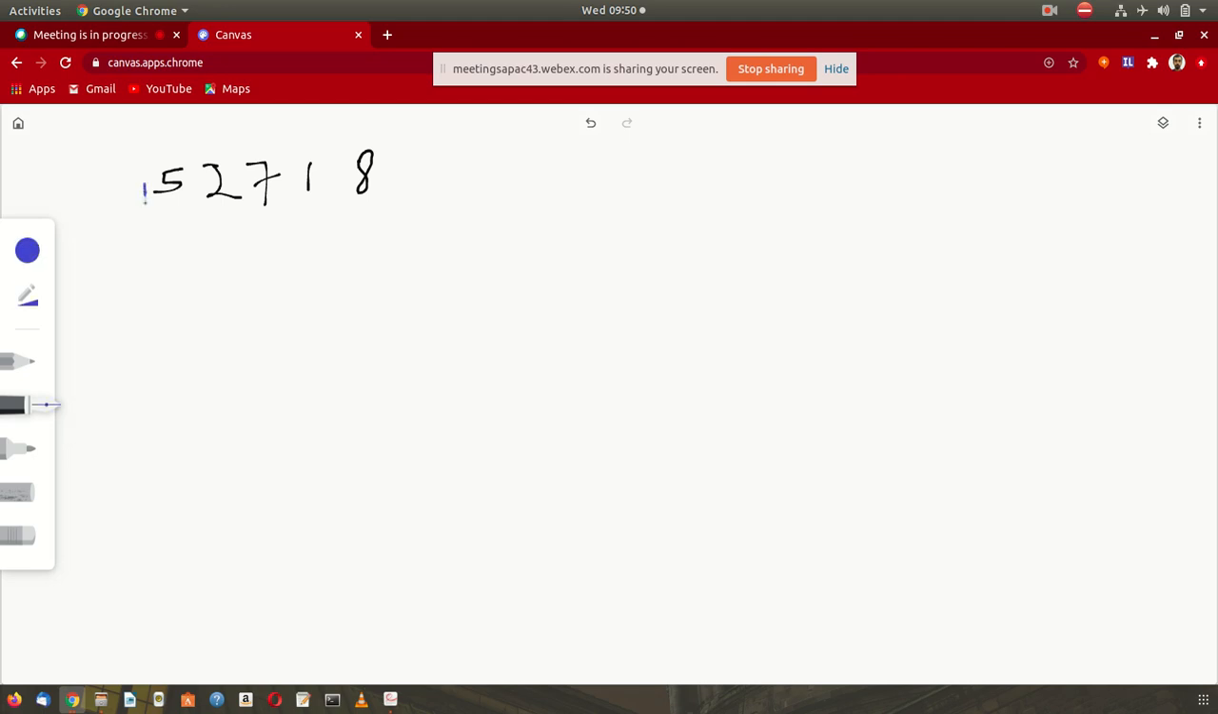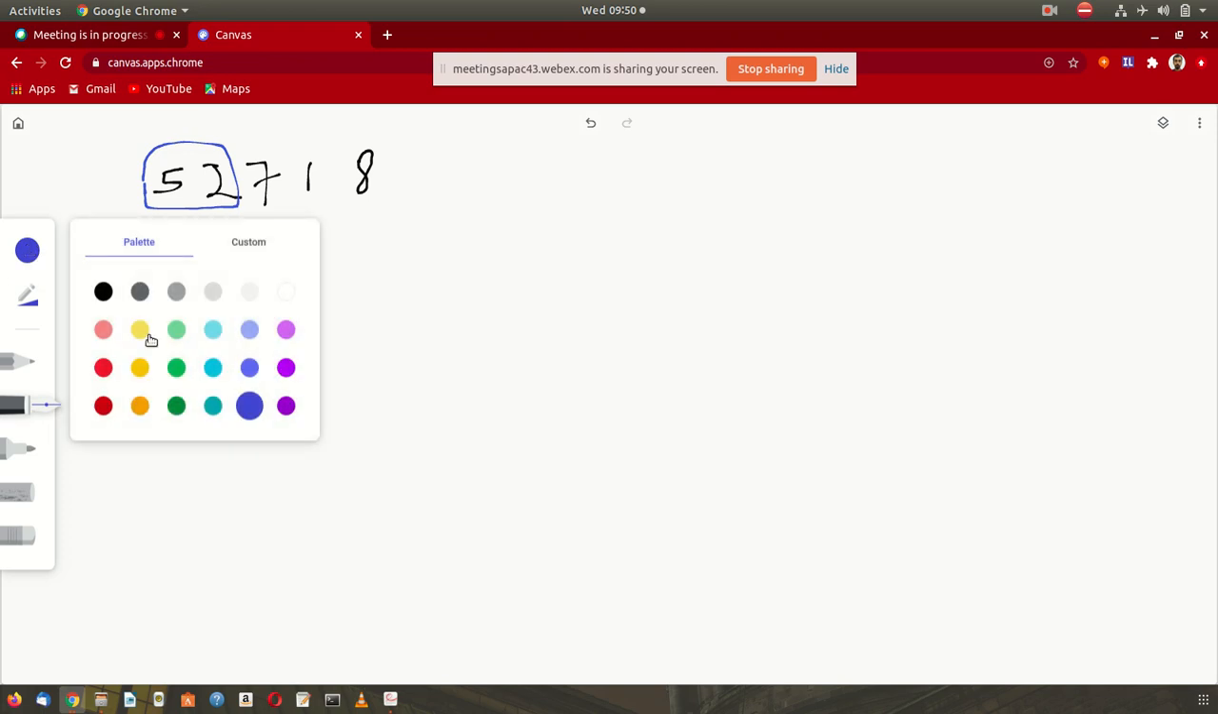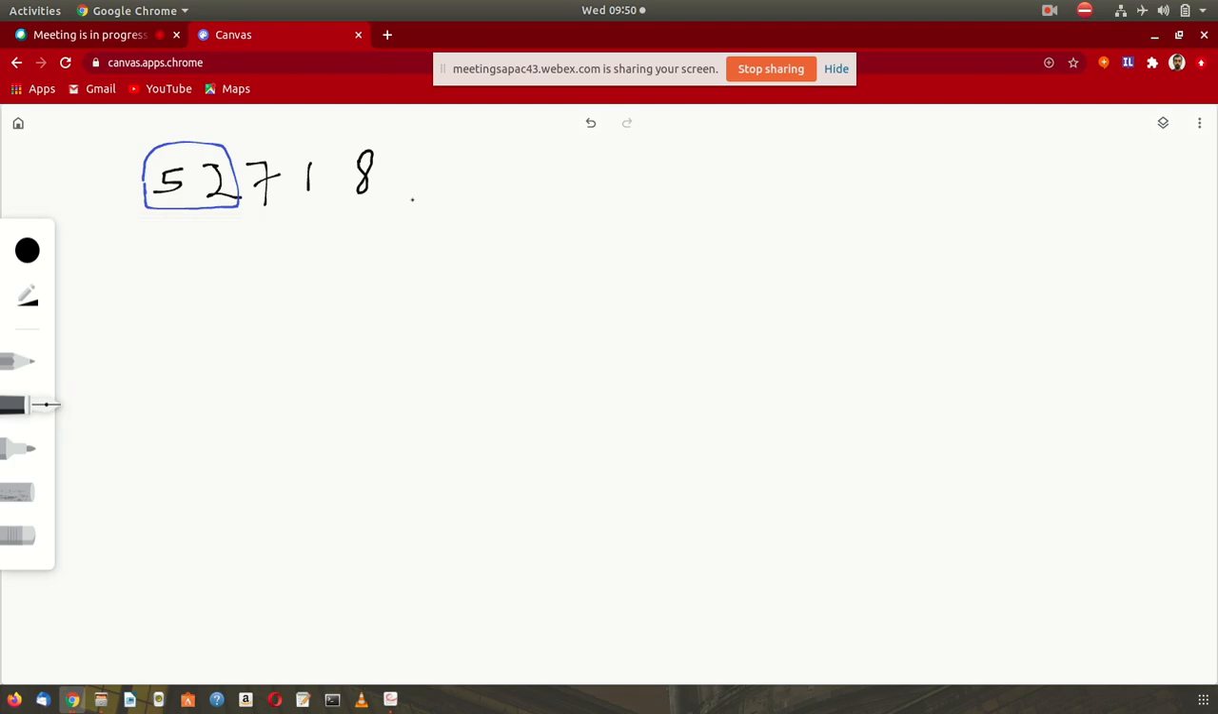do it for these two numbers, 5 and 2. Which is the smaller number? 5 and 2, this smaller number is the 2. So 2 will come here on the left hand side, 5 will come on the right hand side, and the other numbers you write as they are. Okay, this is the first step.